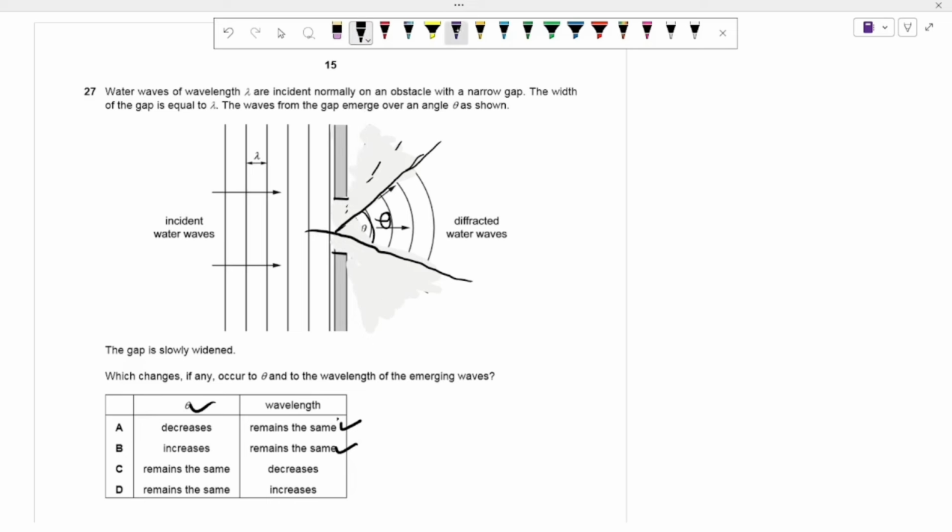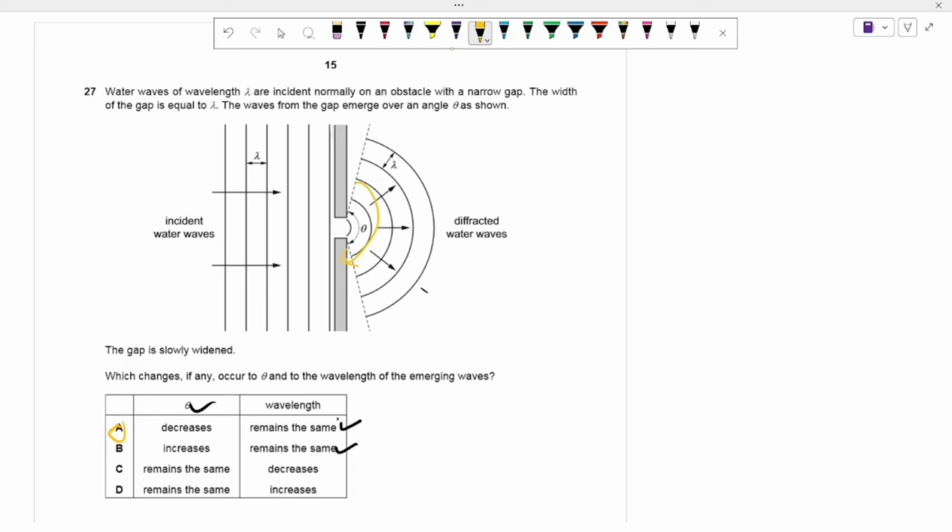If you look at this, if this had been all of your diffraction, then this would have been your angle theta. But because your diffraction is small, it means your angle theta is also going to be small. So the angle theta is going to be decreasing. I hope that made sense. It came from us understanding what exactly this angle theta is. This angle theta just basically measures the extent of diffraction.